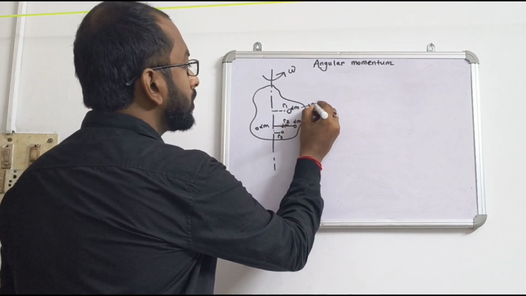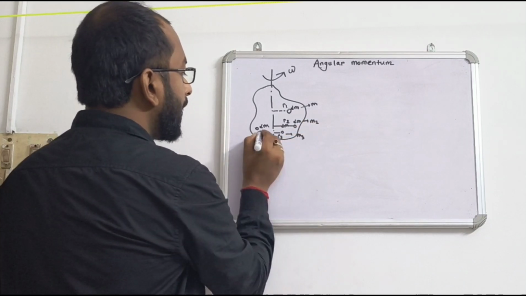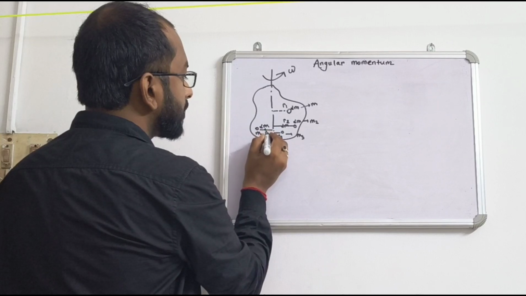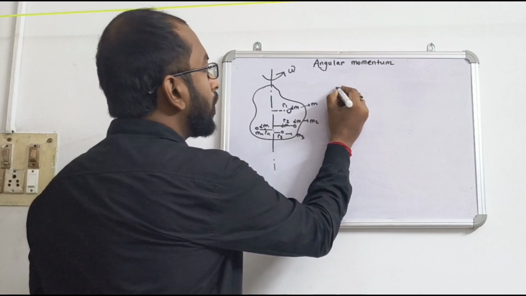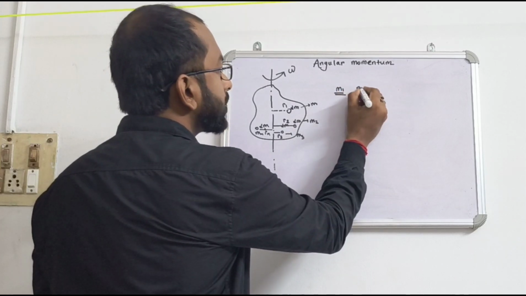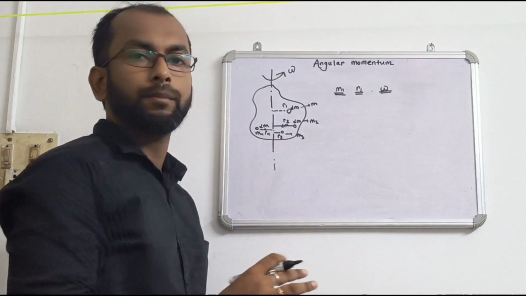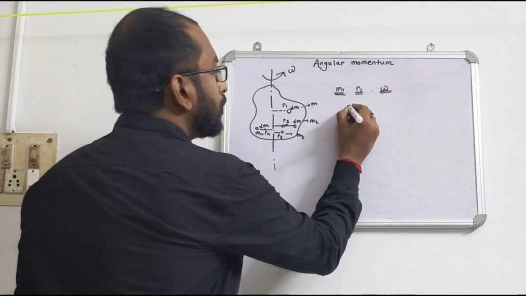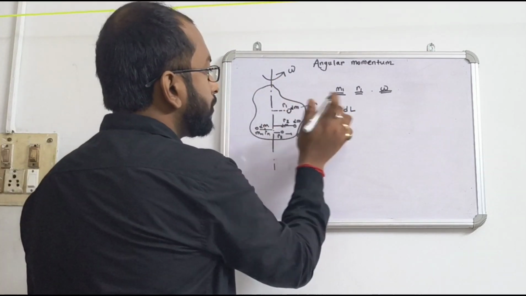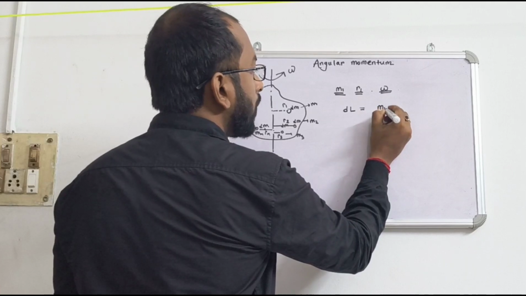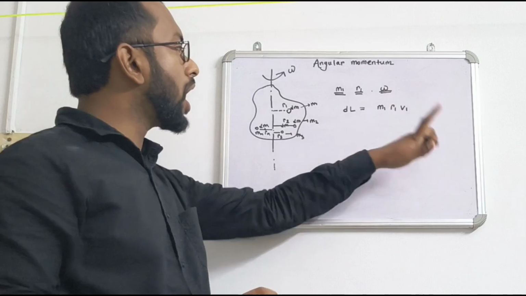So we'll call it m1, m2, m3 till mn. We consider till mn, the distance vector is rn. Now what will be the angular momentum for m1 mass, which is at distance r1, rotating with respect to this axis with angular velocity of omega? You know, angular momentum or dL, small angular momentum for this small mass, it will be m1 r1 into v1. Now why am I writing r1 into v1, not r cross v?